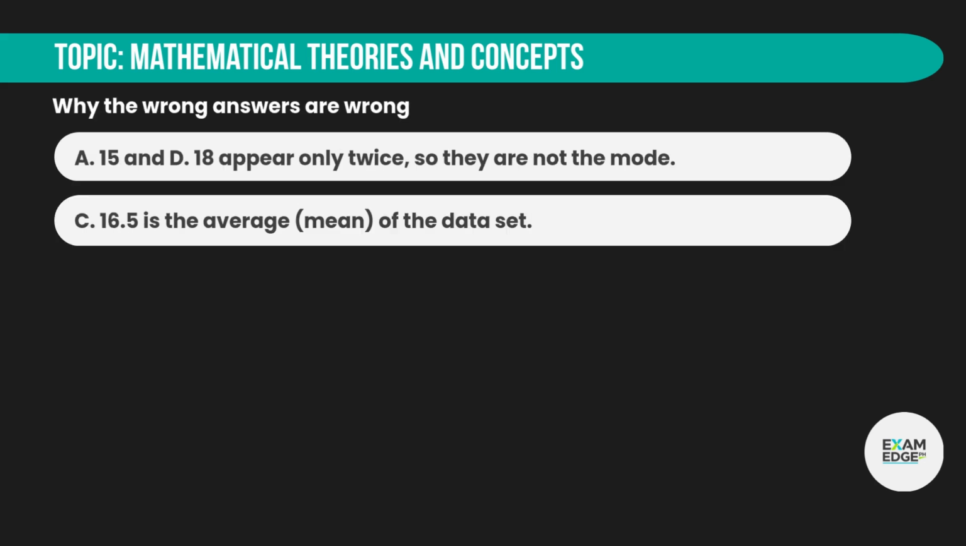Why the wrong answers are wrong? A. 15 and D. 18 appear only twice, so they are not the mode. C. 16.5 is the average, the mean, of the dataset.